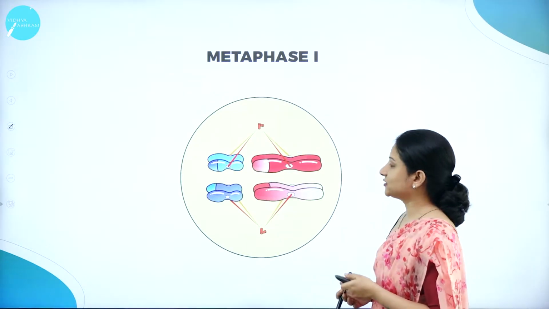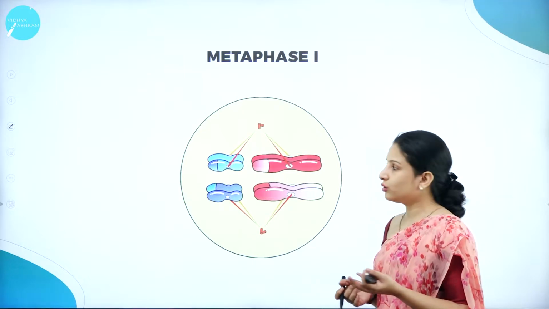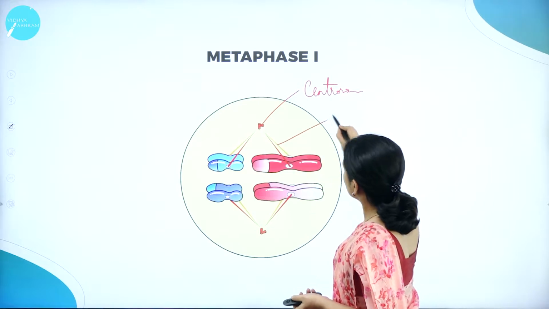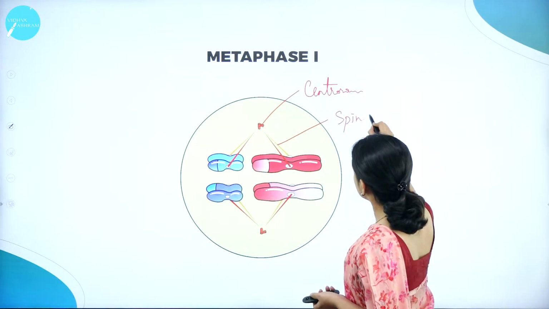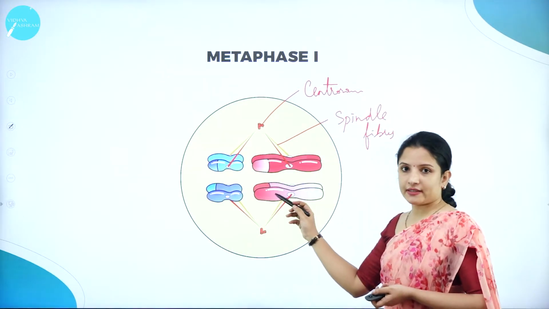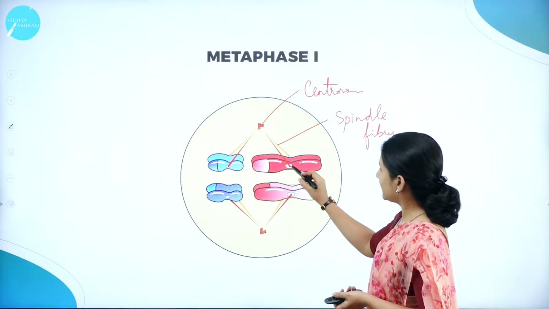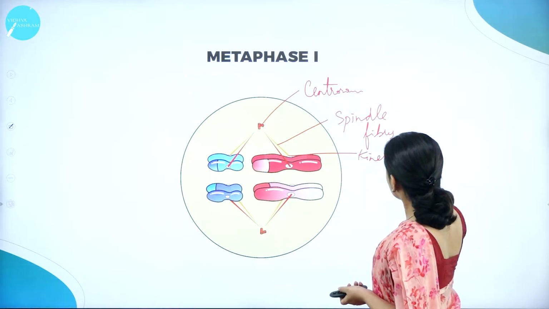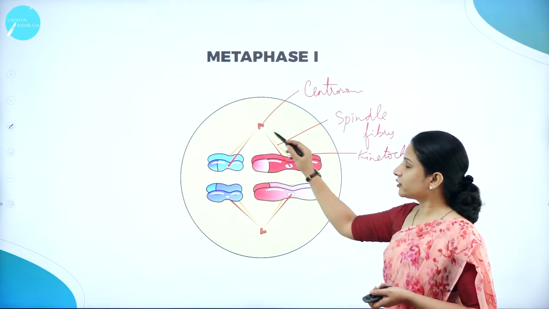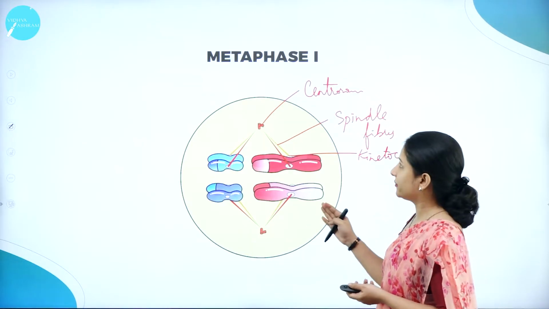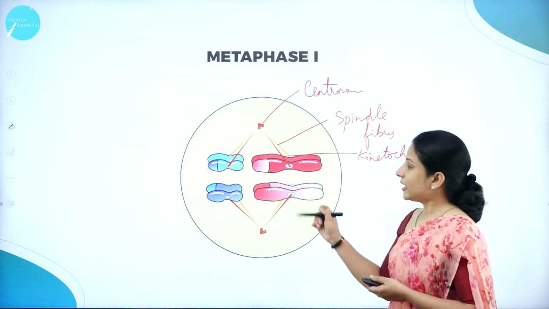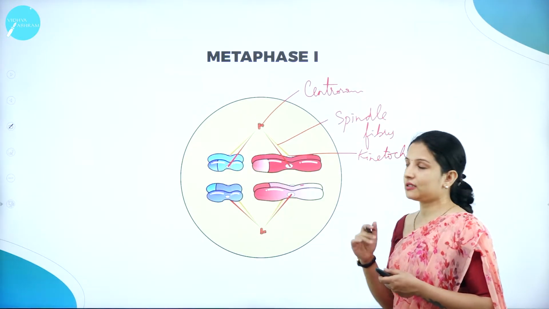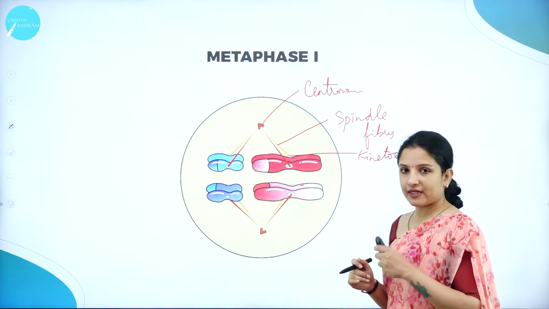So in metaphase 1, again what happens? As we know, there is formation of the centrosome, then the spindle fibers, and the chromosomes condense. You can see the chromosomes condense, and you can see the kinetochores. Kinetochores actually help in the attachment of the chromosomes to the spindle fibers. So this is metaphase 1, and you can see the chromosomes arranged in one plane on the metaphasic plate.